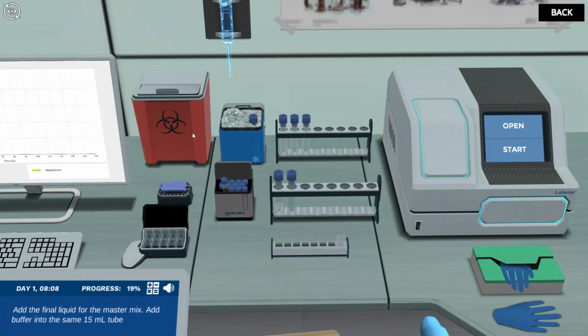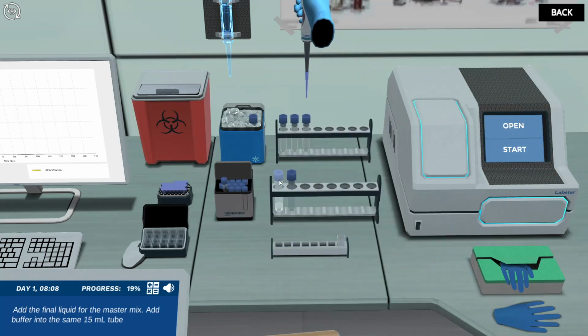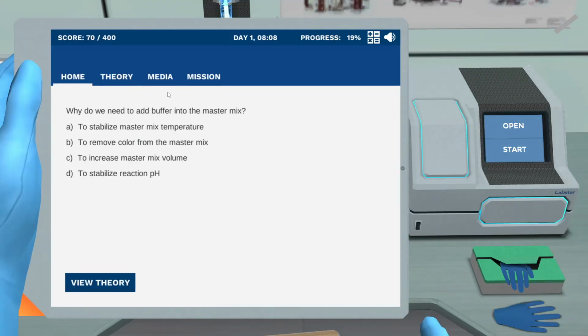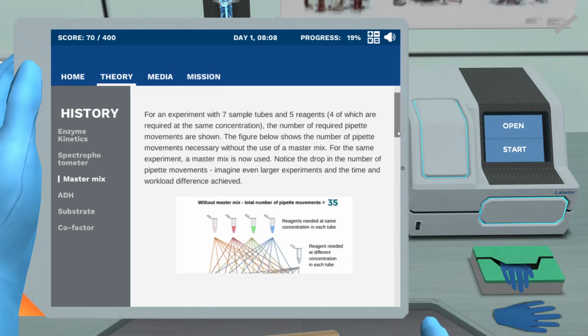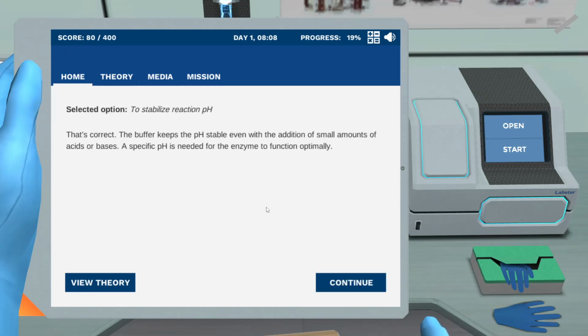Add the final liquid for the master mix. Add buffer into the same 15 ml tube. Why do we need to add buffer into the master mix? That's correct. The buffer keeps the pH stable even with the addition of small amounts of acids or bases.